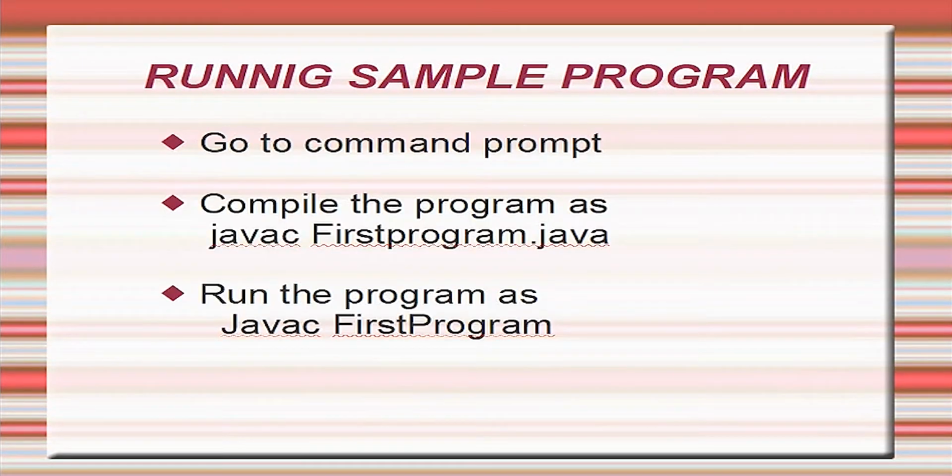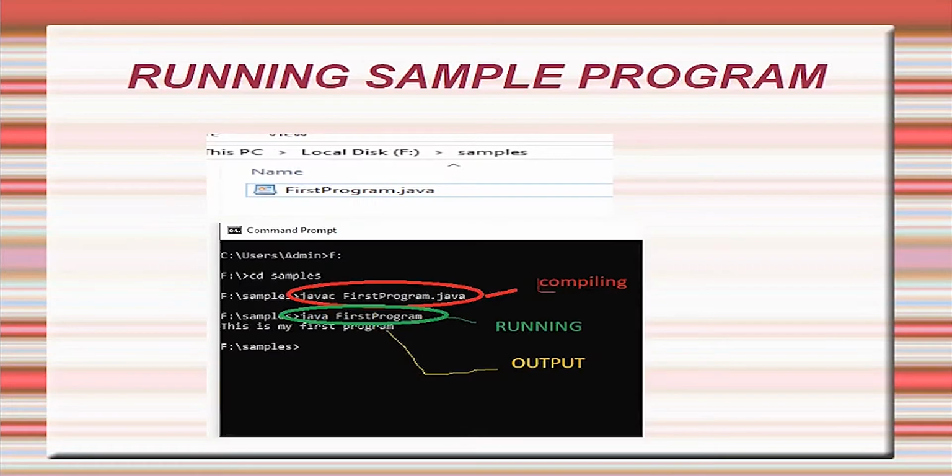Now after saving this file, I have to compile this program and I have to run the program. To compile the program and to run the program, we have to go to the command prompt. Initially if you open the command prompt, it will be in the C drive. But I saved my program in the F drive samples folder. So I have to go to the F drive and samples folder.